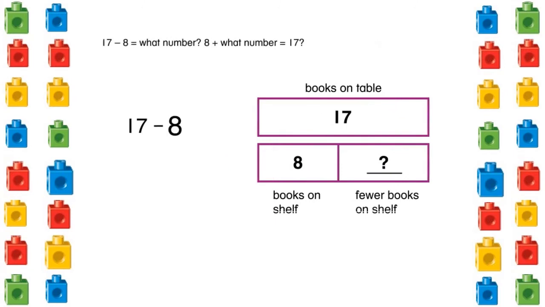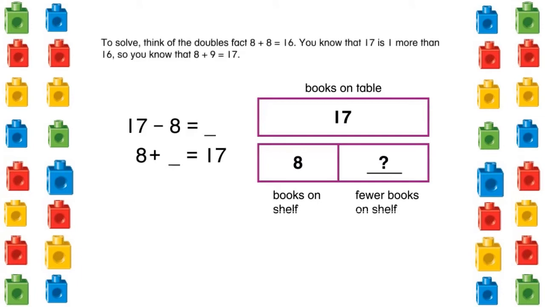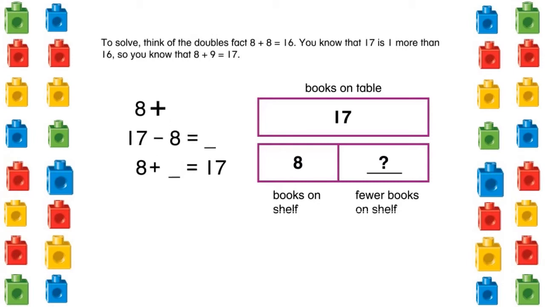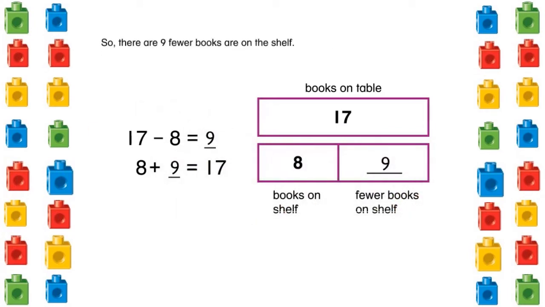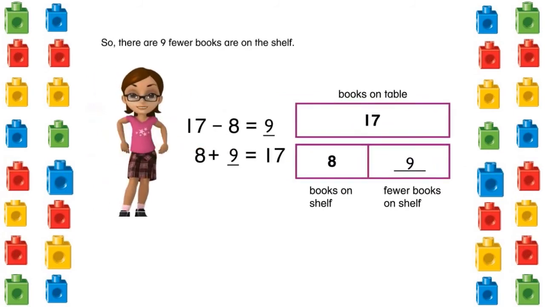So 17 minus 8 equals what number? 8 plus what number equals 17? Remember, we're in a fact family here, and we've got 2 of the 3 numbers. To solve, think of the doubles fact. 8 plus 8 equals 16. You know that 17 is 1 more than 16, so you know that 8 plus 9 equals 17. You can use your doubles and near doubles facts. So there are 9 fewer books on the shelf than on the table.